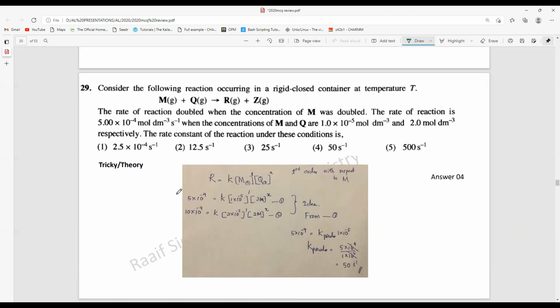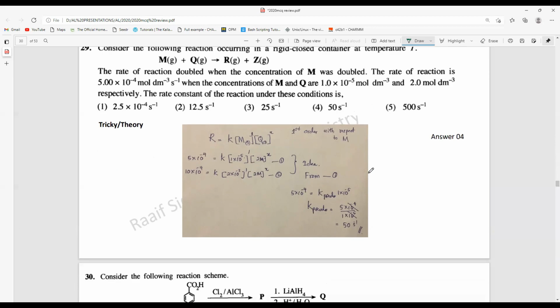Why? Because when you double the concentration, the rate is doubled. In the same way, if you remember, when you double the concentration and the rate becomes 4 times, then the order with respect to that particular reactant is 2, so it is squared. But here it says the rate is doubled when the concentration is doubled. So this is a first order reaction with respect to M. And they are telling us the rate of the reaction is 5 into 10 to the power minus 4 when the concentration of M and Q are 10 to the power minus 5 and 2M respectively. The rate constant of this reaction under these conditions is?